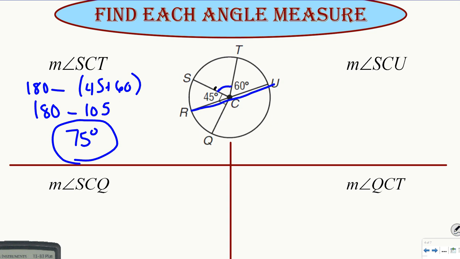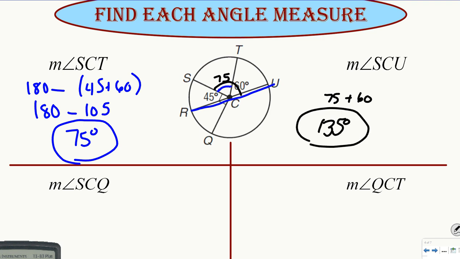SCU, so this angle right here, we just found this to be 75 degrees. So SCU combines the 75 and the 60, which is 135 degrees. Another way that you could have done it is still knowing that it's 180 degrees altogether, so 180, then you can take away that 45, and that's 135 as well.